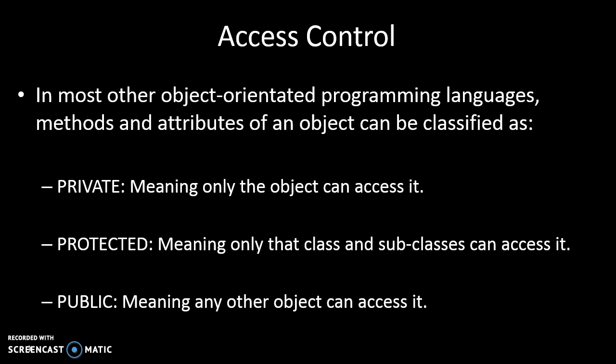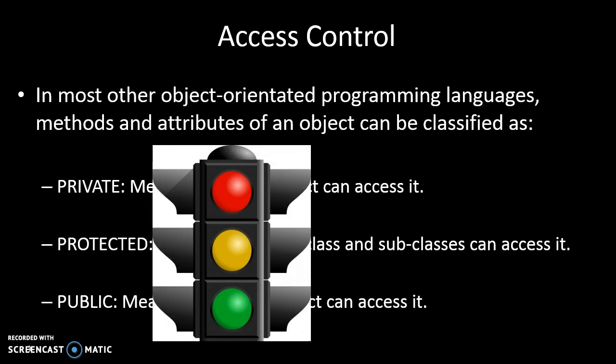object. In most object-oriented programming languages, methods and attributes can be classified as either private, which means only the object itself can access its methods or attributes. Protected, which means this class and subclasses of it can access a particular class's methods and attributes. Or public, which means any object can access methods or attributes from a class. And I always think of that like a traffic light situation. Private is a red light, protected is amber, and green is everybody can go.